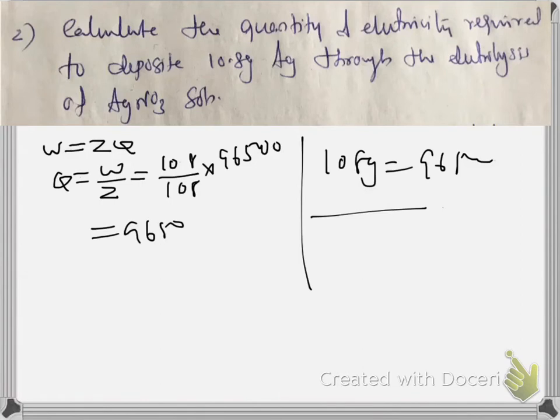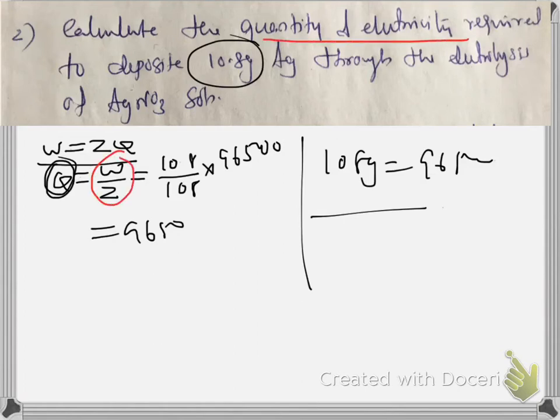Next question. Calculate the quantity of electricity required to deposit 10.8 gram silver through the electrolysis of silver nitrate solution. You have been provided with a silver nitrate solution. On electrolysis, definitely you will get silver at the cathode, and during that process, you have got 10.8 gram of silver. Then how much electricity is used? Again, we have W is equal to ZQ. They have asked to find out Q. Q means quantity of electricity. Then Q equal to W by Z.